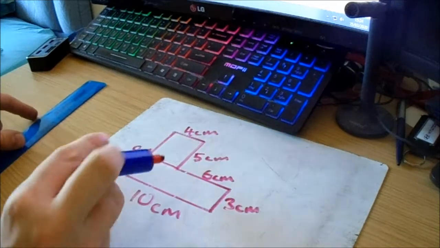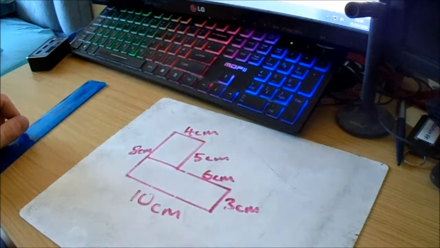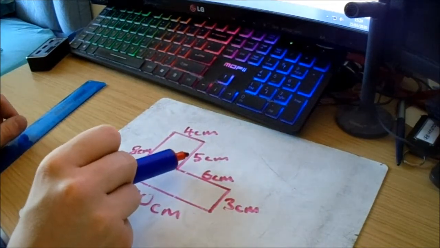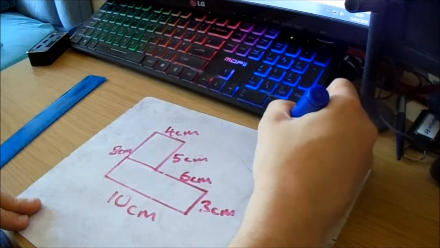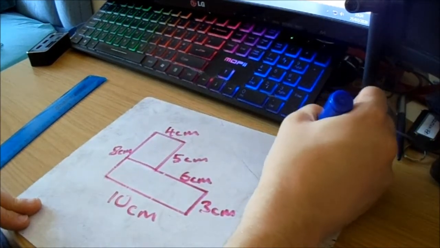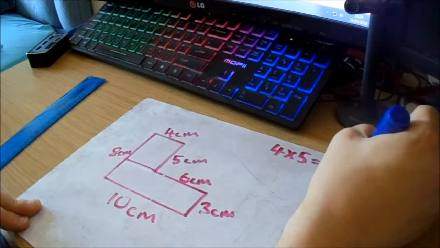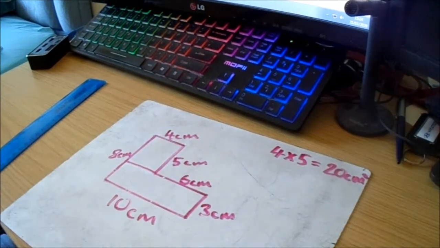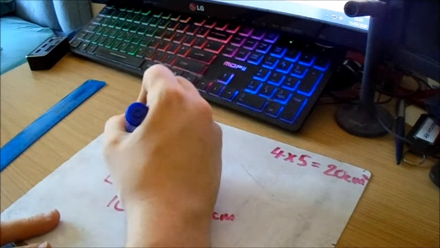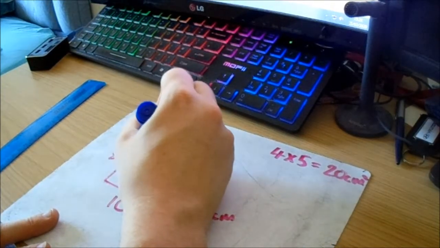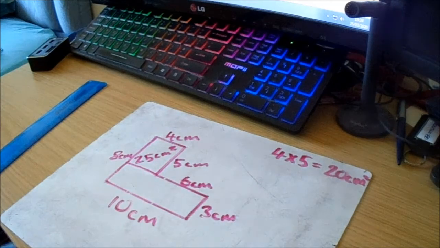The first multiplication that I'm going to do, I've got 4 centimeters at the top, I've got 5 centimeters down the side here, so it's going to be 4 times 5, which gives me an answer of 20 centimeters squared. Almost run out of space there. So the area of this rectangle is 20 centimeters squared.